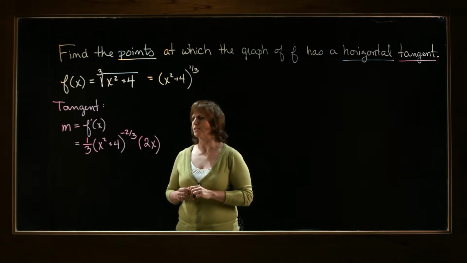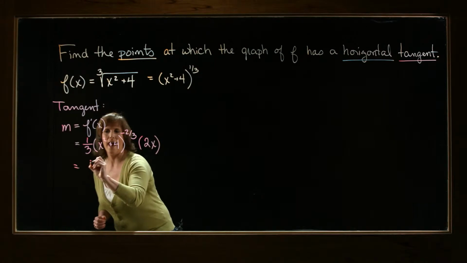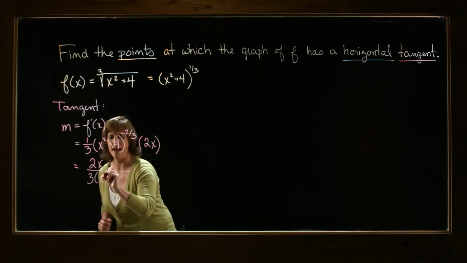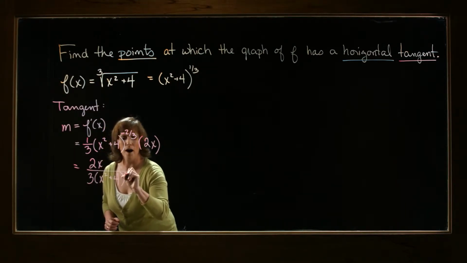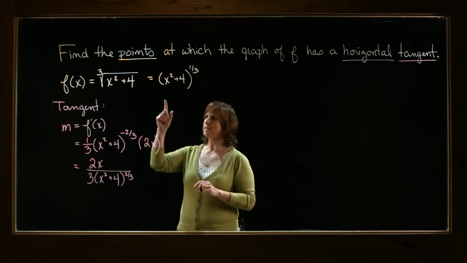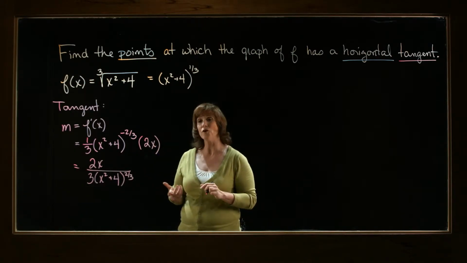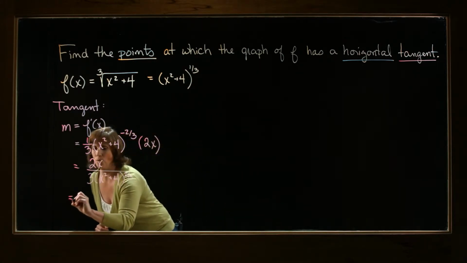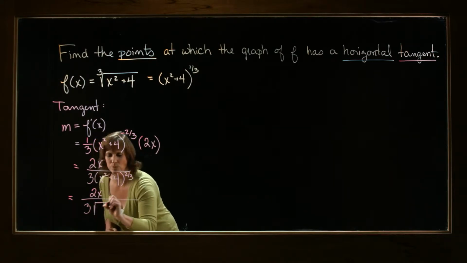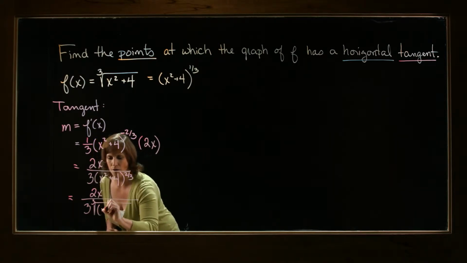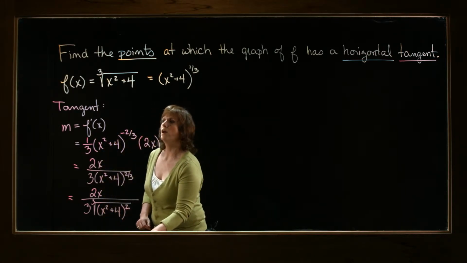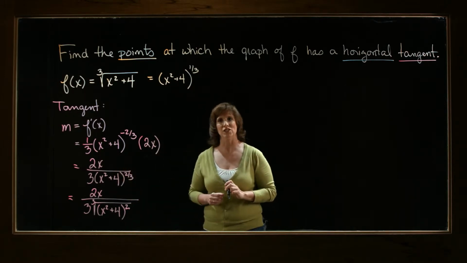Now I think I'm going to clean this up just a little bit. And I've got 2x all over 3 times the quantity x squared plus 4 to the positive 2/3 power. That's perfectly fine the way it is. Because our original problem used root notation, if you prefer, you can write this as a root. So we'll have a 2x all over 3 times the cubed root of the quantity x squared plus 4 squared. So that's the slope of any tangent line.